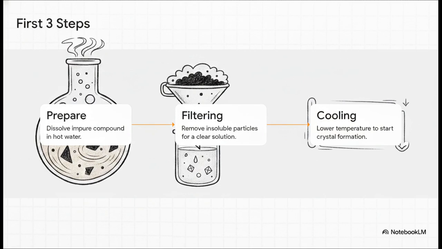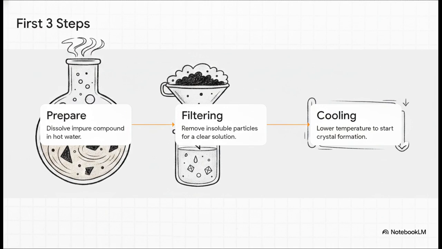So, how do we actually use that principle? Let's break down the first 3 steps. Step 1, we prepare our solution. We take our impure potassium nitrate and dump it straight into that hot water we just talked about. Then, step 2, filtering. While the whole mixture is still nice and hot, we run it through a filter. Why? Well, this instantly yanks out any insoluble impurities or undissolved junk, leaving us with a perfectly clear, hot liquid.